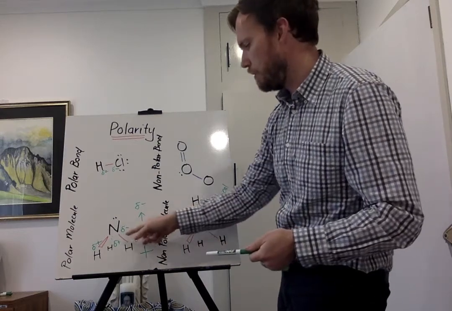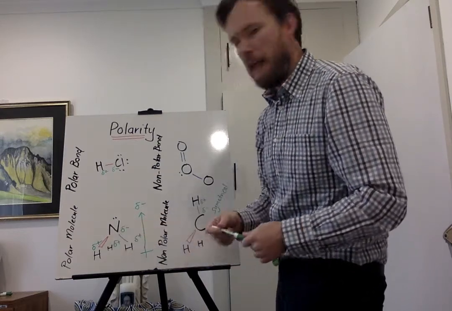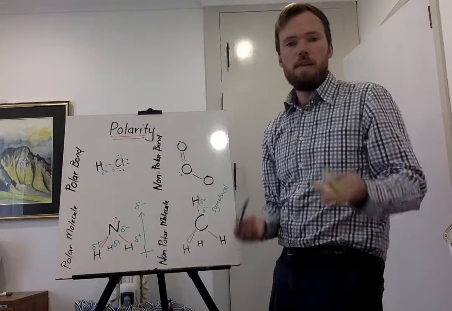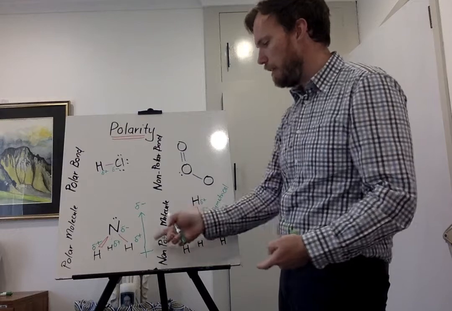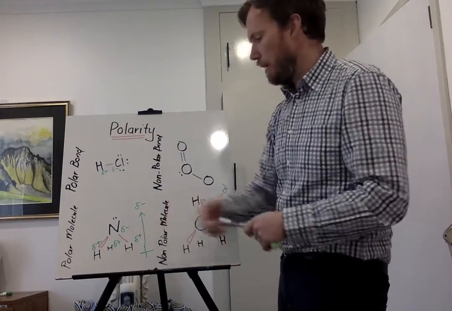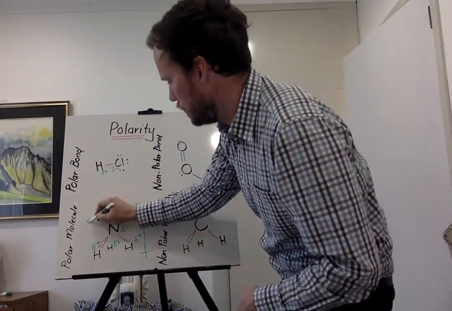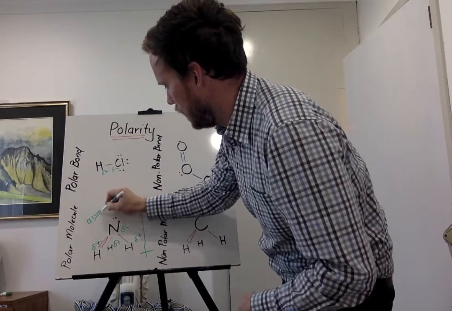So that's the difference. These are all polar bonds, and you need polar bonds in order to have a polar molecule, but that's not enough. It needs to be asymmetrical, so not symmetrical around the outside.